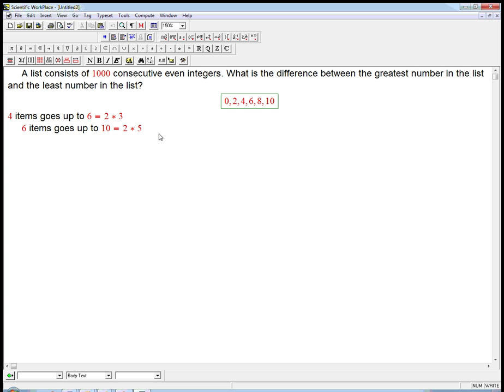Okay. So what it looks like is that if there's n items on the list, then it's going to go up to, looks like, double n minus 1. So let's check that. If there was 1 item, it'd just be this guy. Oh yeah, it goes up to 0. If there's 2 items, it goes up to 2. So 2 minus 1 is 1, and 2 times that is 2. Okay.